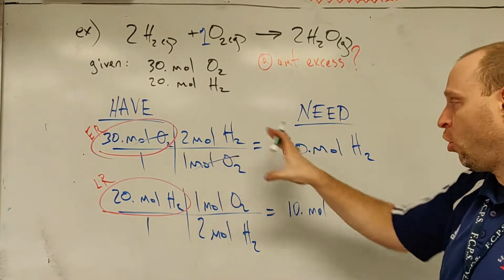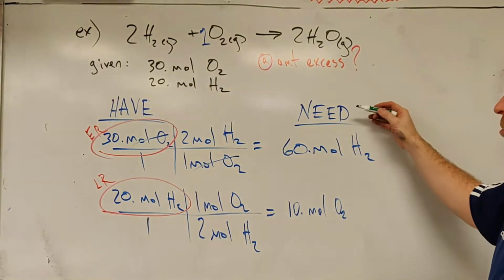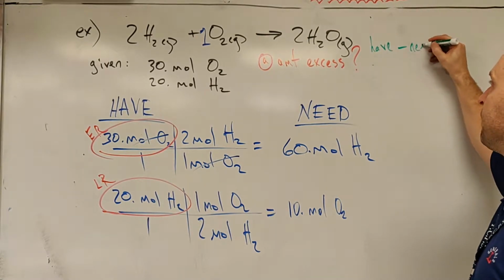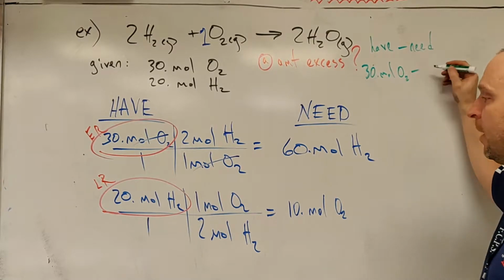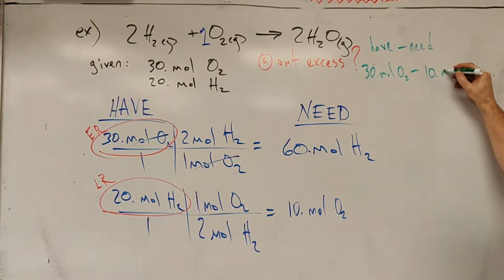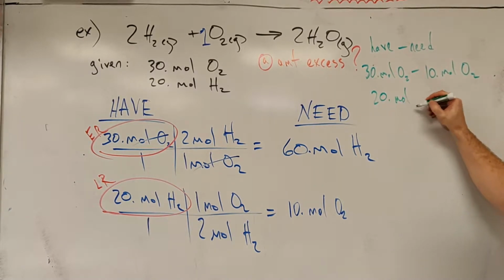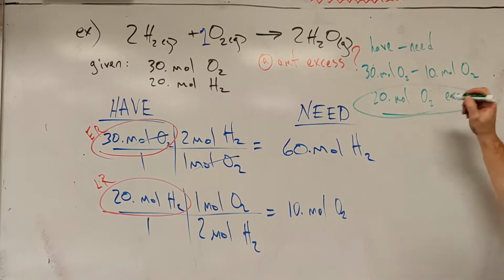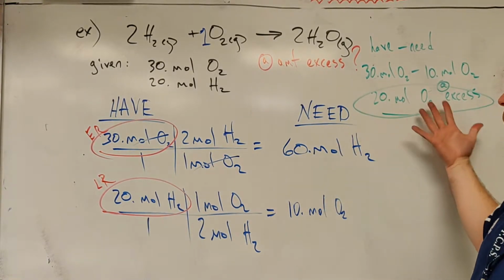So we can get our amount excess over here by taking what we have of our excess, right? Like it's all laid out very cleanly. What I have of my excess minus what I need of my excess, right? Have minus need. In this case, that's 30 moles of oxygen minus our 10 moles of oxygen, right? Which means that I have 20 moles of oxygen excess, all right? And we'll call that our part A or whatever. We know how much we have left over.